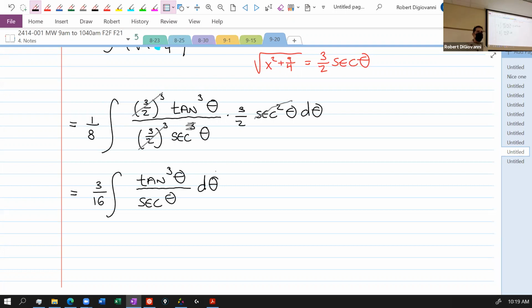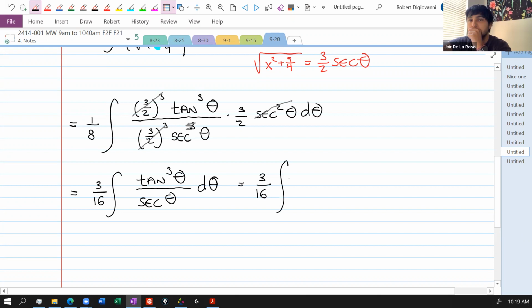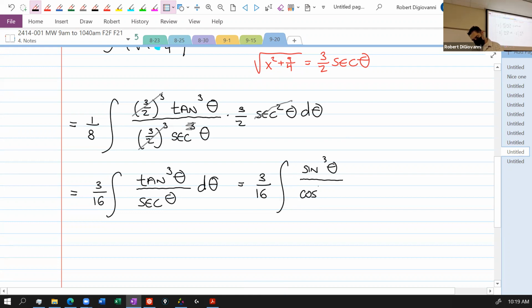Now, on this one, I think I'm going to go to sine and cosine. The reason I'm not going to peel a tangent off here is because of the secant in the denominator. So I'm going to just go to sine and cosine. This becomes 3/16 integral. Let's see, the top tangent cubed is sine cubed theta over cosine cubed theta. And then I'm dividing that by what? 1 over cosine, right? Which is the same as multiplying it by cosine over 1.